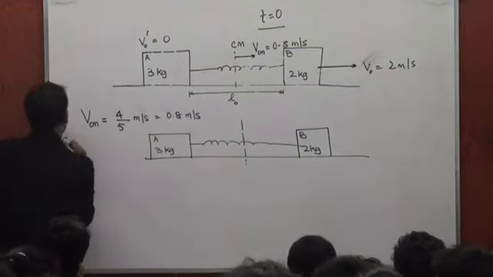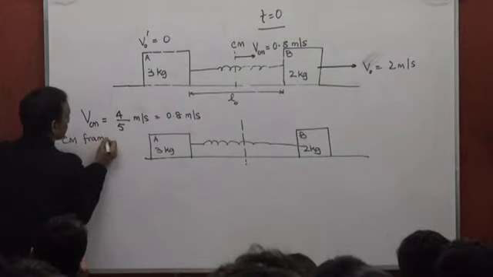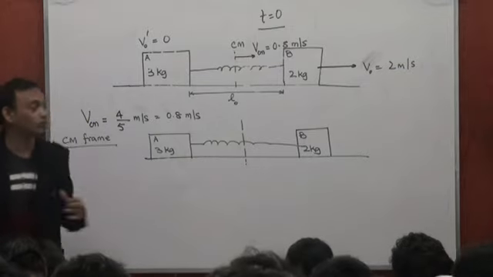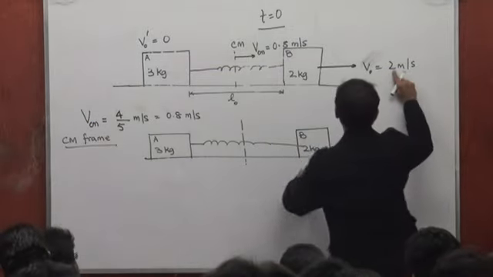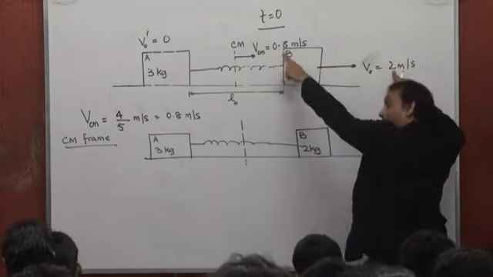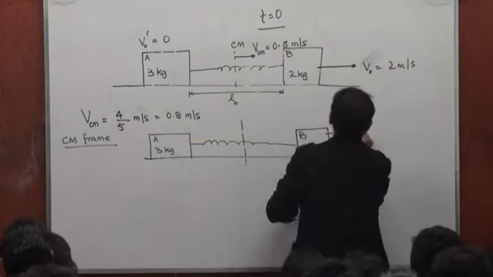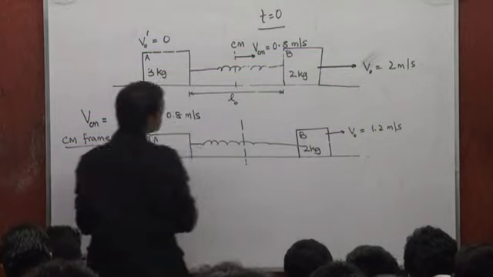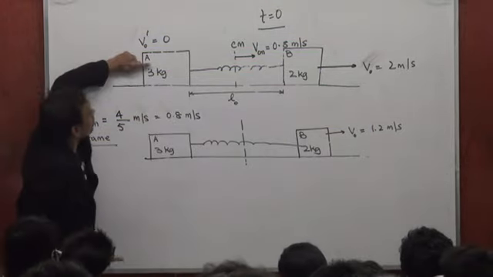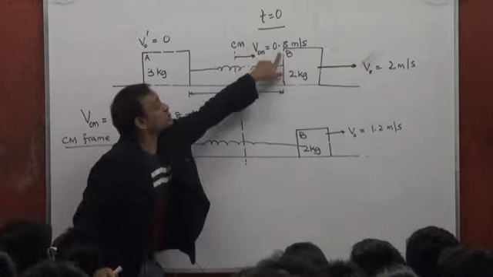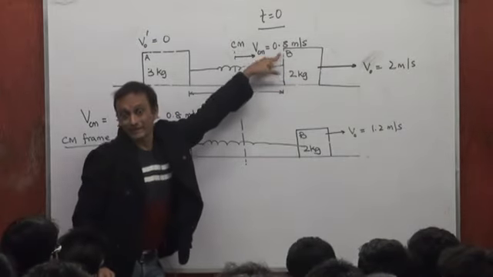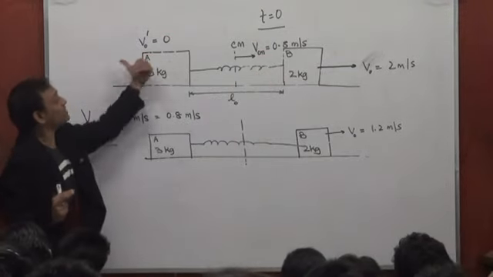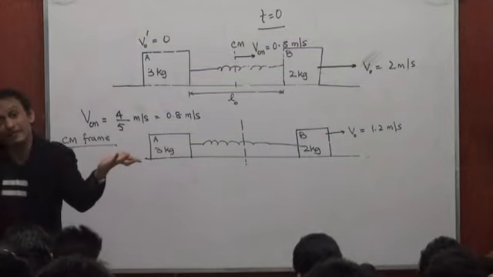In the center of mass frame, the velocity of the center of mass will be 0. The velocity of B is now going to be 2 minus 0.8, 1.2 meters per second to the right. Velocity of A is going to be 0 minus 0.8. That means minus 0.8 to the right means 0.8 to the left. The velocity of A is going to be 0.8 meters per second to the left. Yes or no?